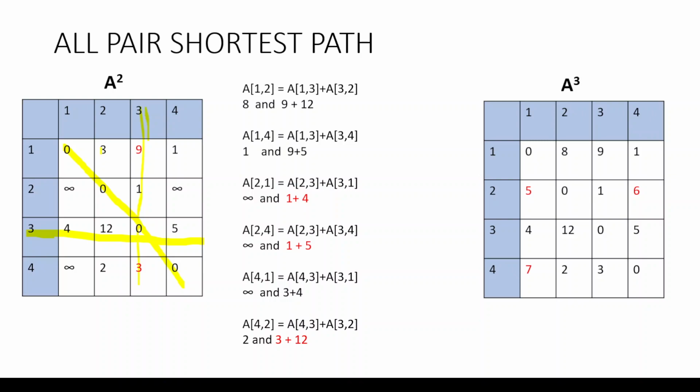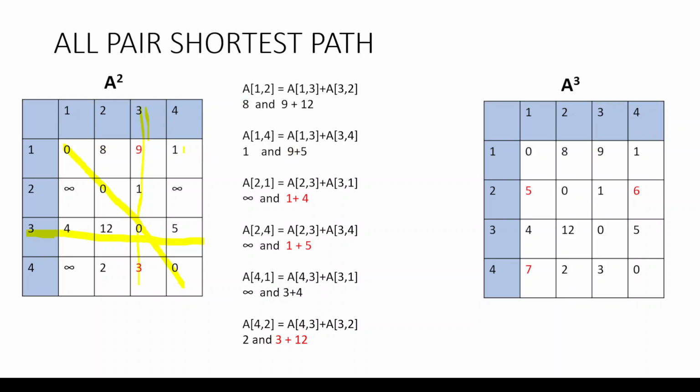My intermediate node is 3. So how do I find a of 1 comma 2 equal to a of 1 comma 3 plus a of 3 comma 2? So I'm finding if there is a shorter path. A of 1 comma 2 is 8. A of 1 comma 3 is 9 and a of 3 comma 2 is 12. Which is smaller here? 8 and 9 plus 12. Of course 8 is smaller. So I'll retain this value here.